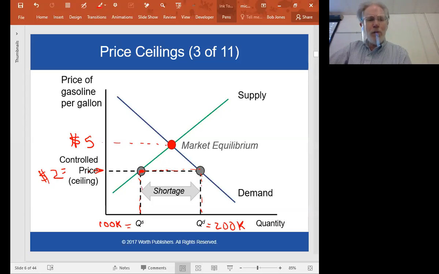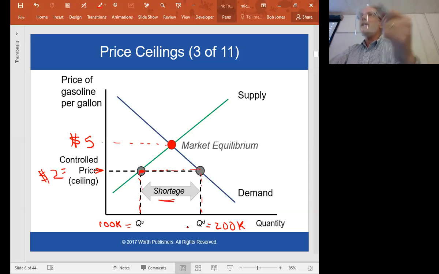At the control price, consumers want to buy 200,000 gallons. Consumers line up to buy that much. Producers only have 100,000 gallons. So the amount of the shortage is the horizontal difference between the two, which is 100,000. Think about what that means. It means you've got consumers who have the money. They say, I want to buy gas, but there is no gas available.